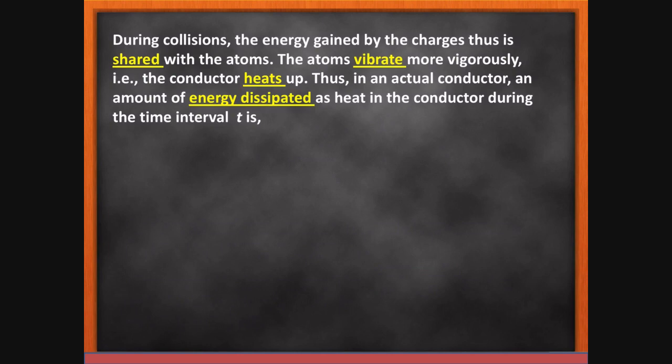Now see the mechanism. When electrons move from end B to end A, they suffer collisions, and during collisions the atoms vibrate, the conductor heats up, and energy is dissipated in the form of heat. This effect is known as the heating effect of electric current.